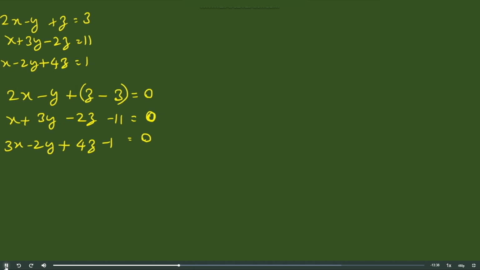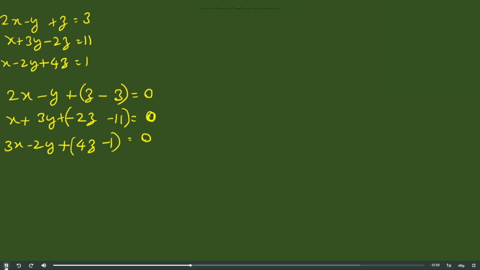Similarly, x plus 3y, here I have x plus 3y plus minus 2z minus 11. So I'll put plus here, and if I open the bracket, it should still be minus 2z minus 11. The equation should remain unchanged. Always put plus outside, because if I put minus here, the cross multiplication method will become more confusing. Similarly, 3x minus 2y plus 4z minus 1, with 4z minus 1 within brackets.